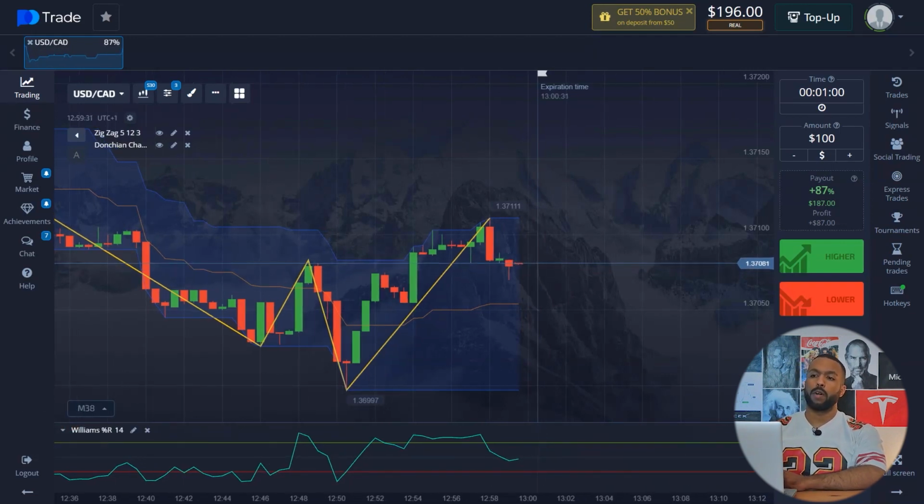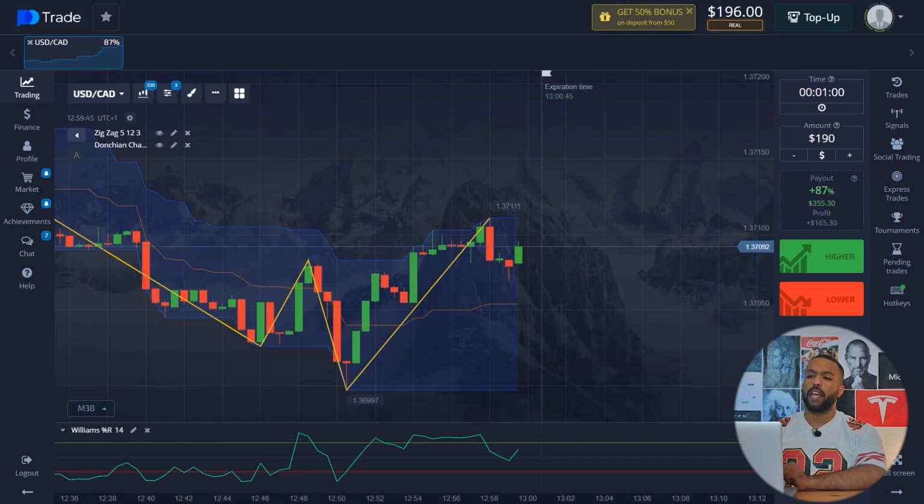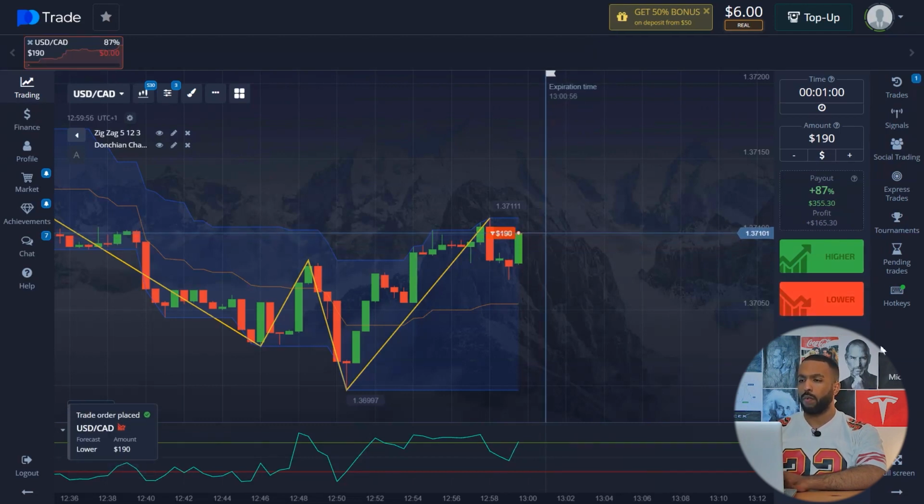So today we will work with the US dollar and the Canadian dollar currency pair, and the expiration of all trades will be 1 minute. And to continue trading, we will increase the trading amount to $190. Today we use indicators such as zigzag and Donchian channel and Williams %R to determine the best entry points into trades. So follow up. I'm gonna make a down trade for $190 for 1 minute.